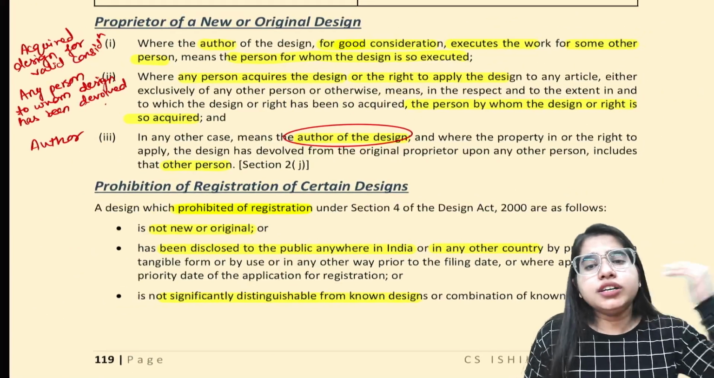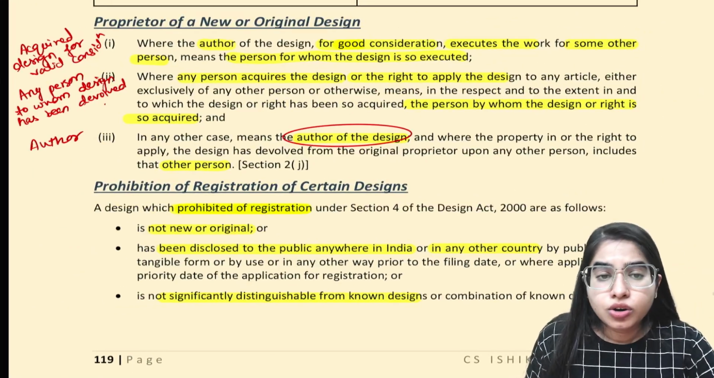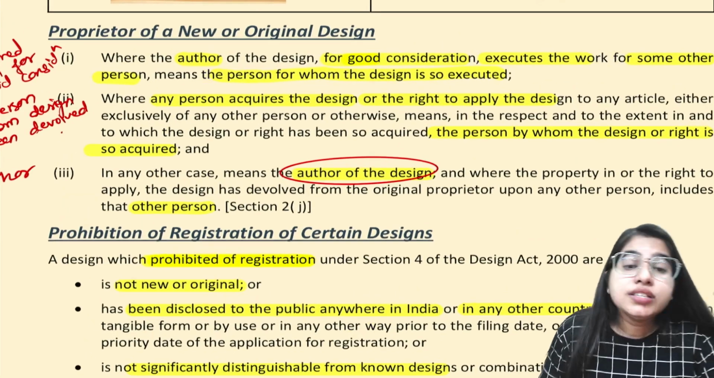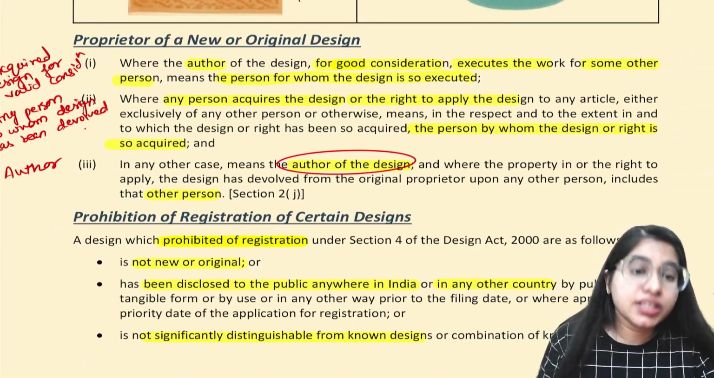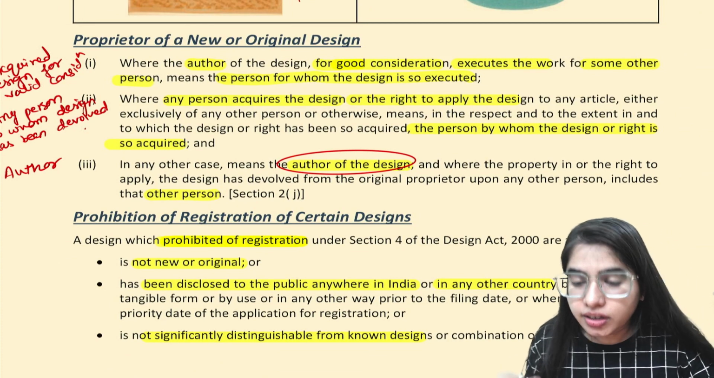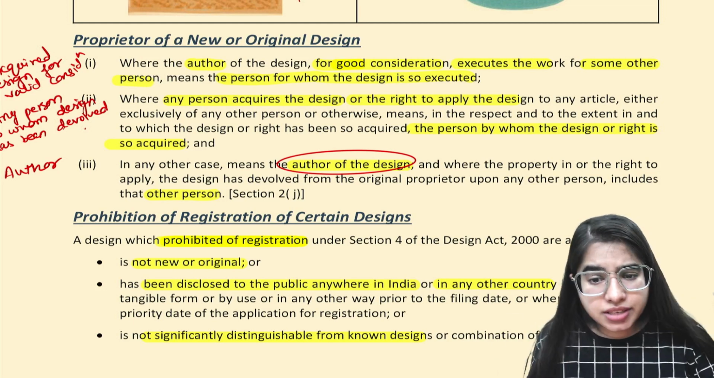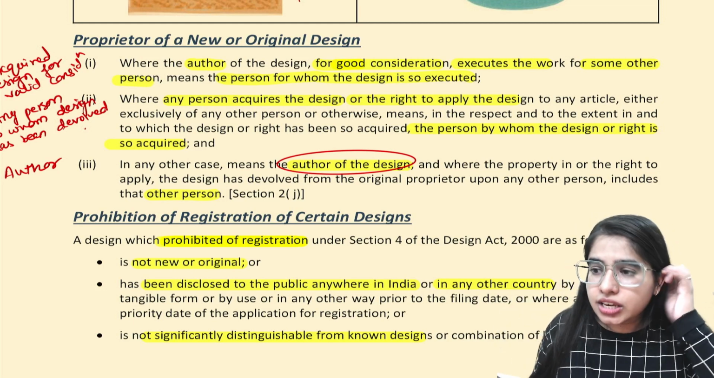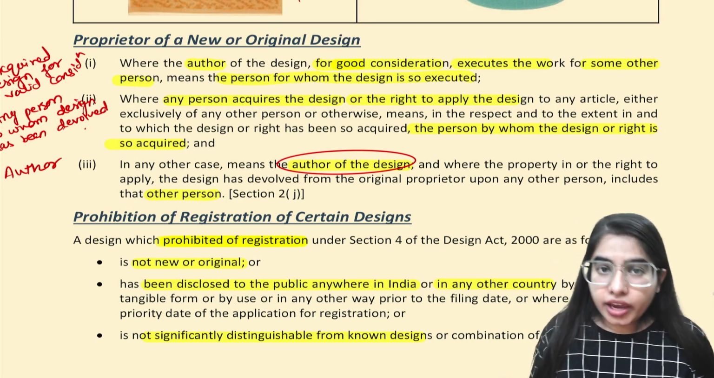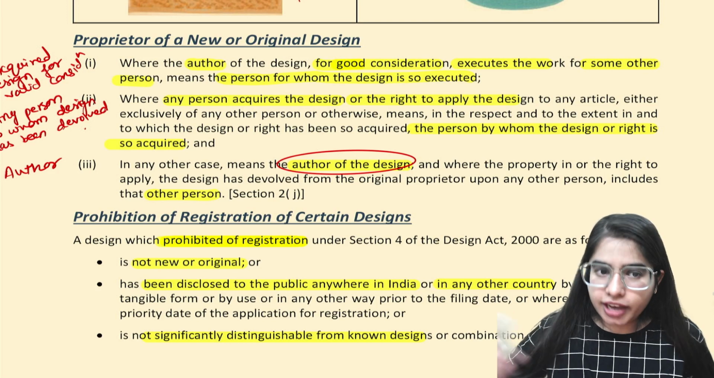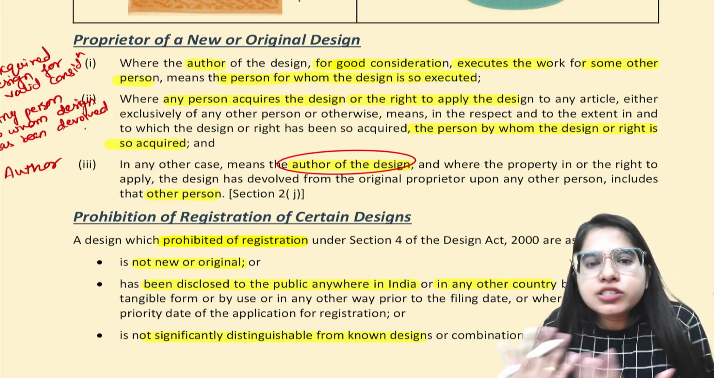The author of the design is the owner or proprietor of the design. Number 2, sometimes you make a design for others on payment of consideration. Let's say I am hired as a designer for Sabyasachi, and I am helping Sabyasachi in making a design. But I am paid money for that. So I made one design for Sabyasachi. I sold it to Sabyasachi and I got some money for that.